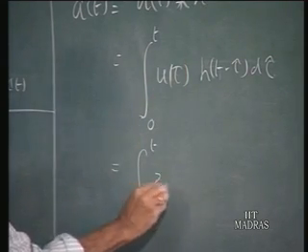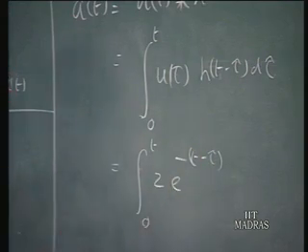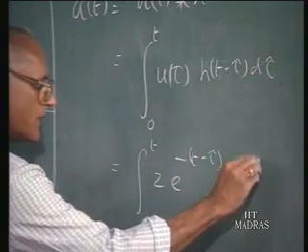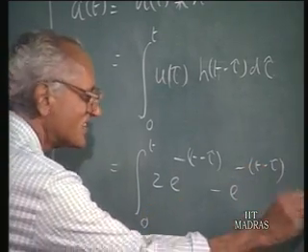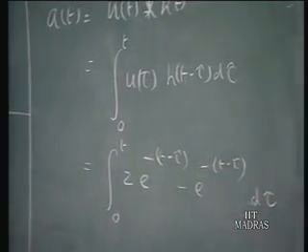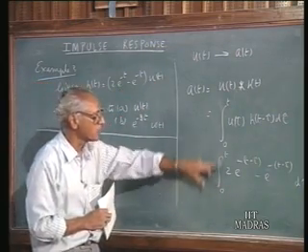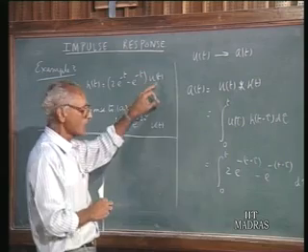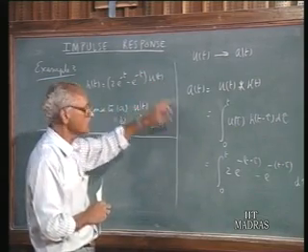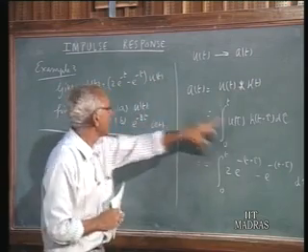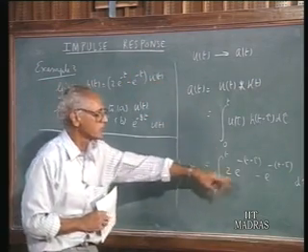So h we can write this 2e^(-2(t-τ)) minus e^(-(t-τ)) dτ. Again u(τ) is there, u(t-τ) is there. u(t-τ) is going to be 1 in the interval from 0 to t, because as long as τ is less than t, then t-τ is going to be positive. Therefore both this u(τ) and u(t-τ) are going to be 1 in the range of integration, therefore they can be omitted.